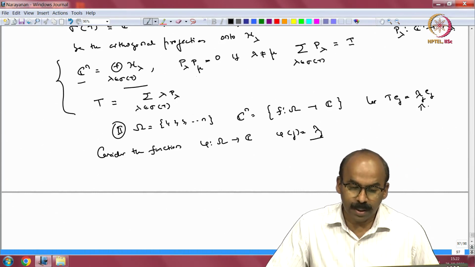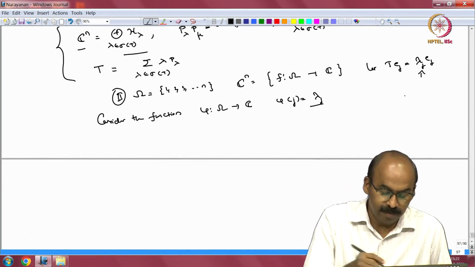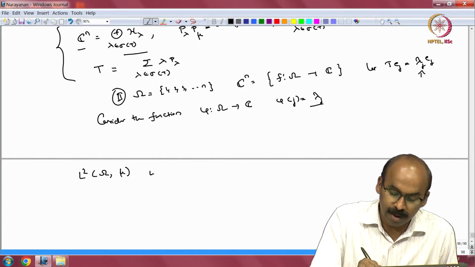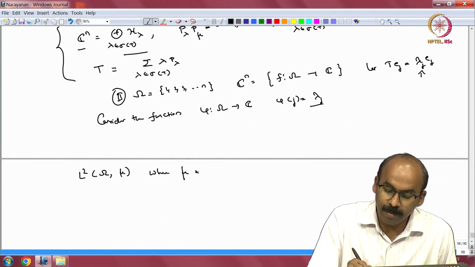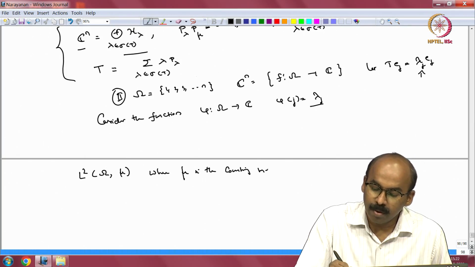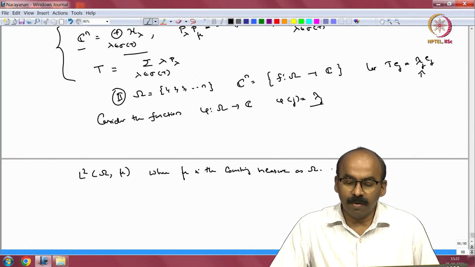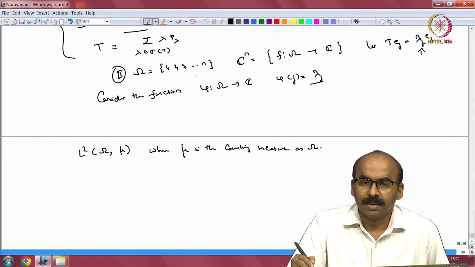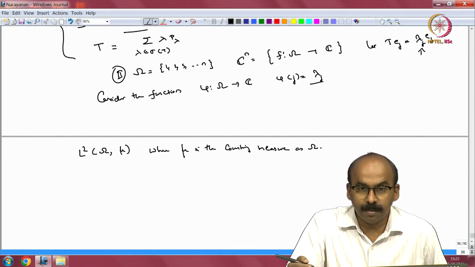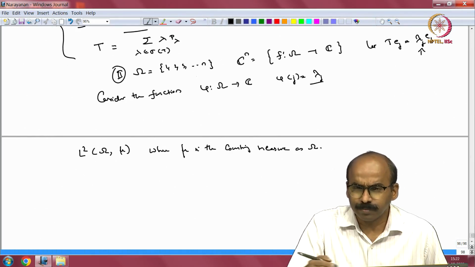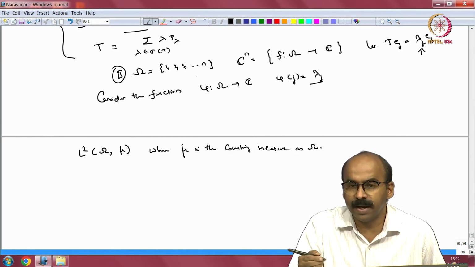Now, you look at this Hilbert space. So, look at L2 of omega with respect to mu, where mu is the counting measure on omega. Strictly speaking, when I define a measure, I need a sigma algebra, but here it is a counting measure. So, you can take the sigma algebra to be the power set. Everything is finite, right? Omega is a finite set.